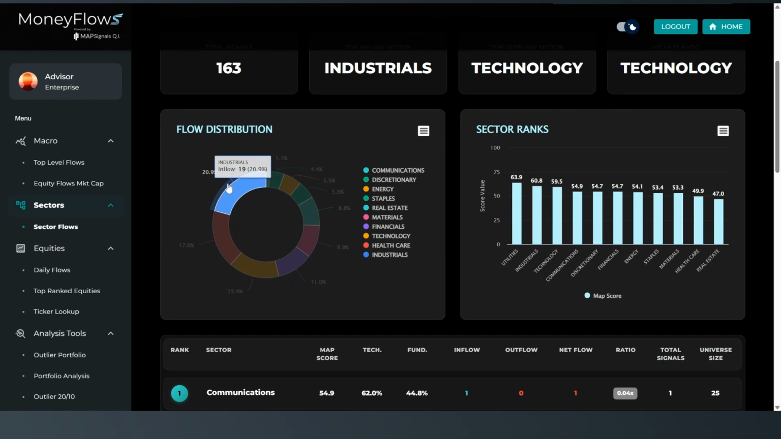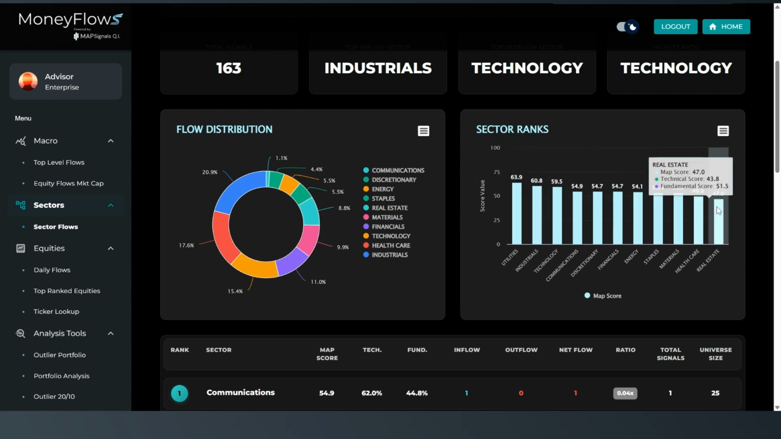So on this given day, industrials were 21% of the inflows, 19 stocks. 16 stocks were in healthcare, and then technology was 14. Over here to the right is giving you a sector rank for all 11 sectors. Here we see utilities is the number one ranked sector. Real estate is the last.